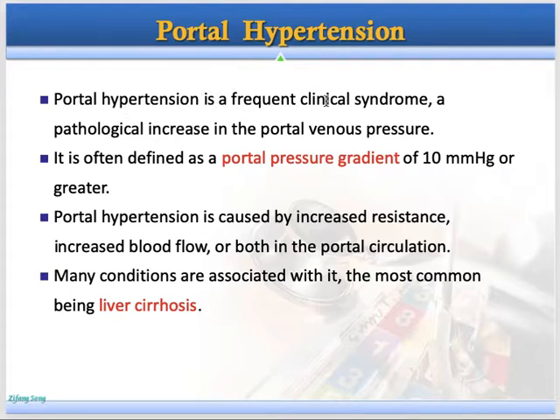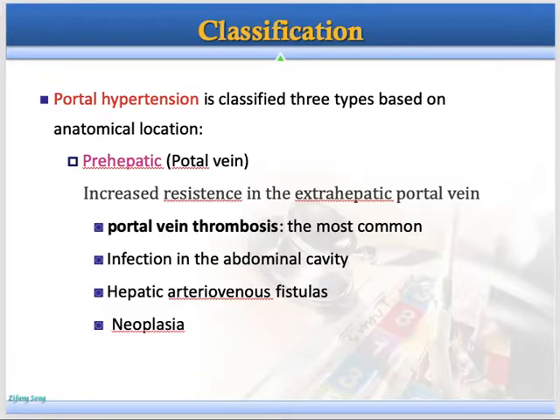So, see, portal hypertension is a frequent clinical syndrome, and there is increase in the portal venous pressure, and it is often defined as portal pressure gradient of 10 millimeter of mercury or greater. The most common reason for that is, of course, liver cirrhosis. People who have liver cirrhosis have increased portal pressure. Let's see a case.